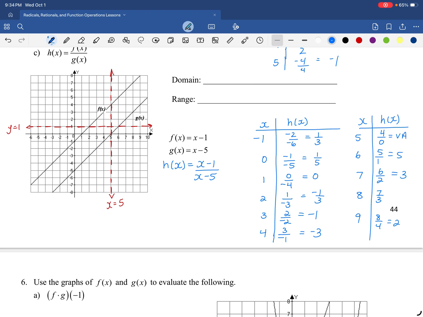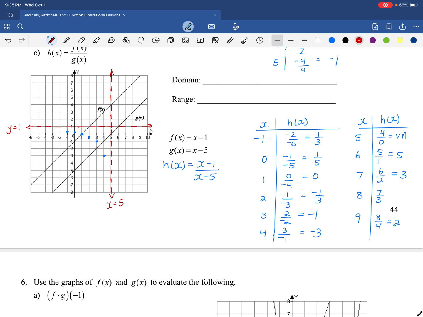So -1 and 1/3 is going to sit somewhere here. 0 and 1/5 is going to sit even closer. What about 1 and 0? That's going to be here. 2 and negative a third, so it's going to be somewhere here. 3 and negative 1, so here we are, we're getting that curve that's coming down that we know is going to happen. There's 4, negative 3, and then we hit the vertical asymptote.